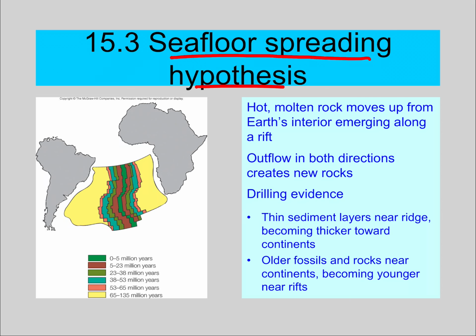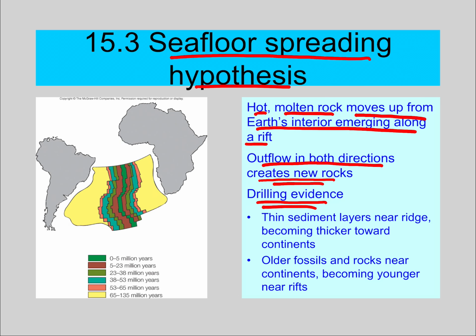So this leads to the seafloor spreading hypothesis, which is centered around the mid-Atlantic ridge. What we think happens is that hot molten rock moves up from Earth's interior and emerges along the rift. It outflows in both directions, creating brand new rocks. And we have drilling evidence to support this.